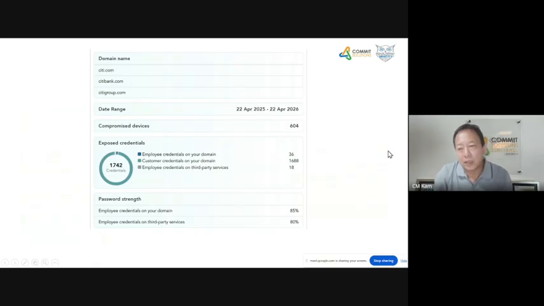If you look at this domain name here, it's Citibank, right? But Citibank has more than one domain, meaning there's citi.com, there's citibank.com, there's citigroup.com. So these are different domains, but still related to the same organization, the financial institution called Citi. So for any organization, normally there will be different domain names.